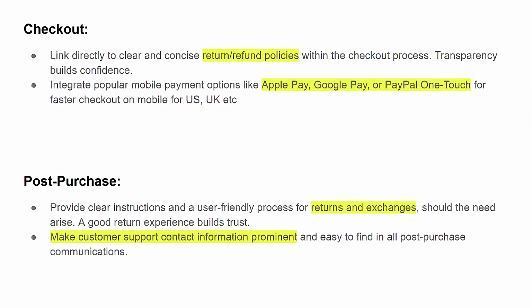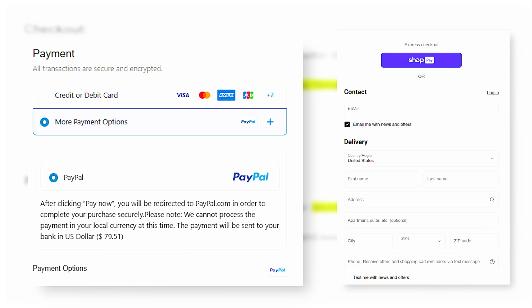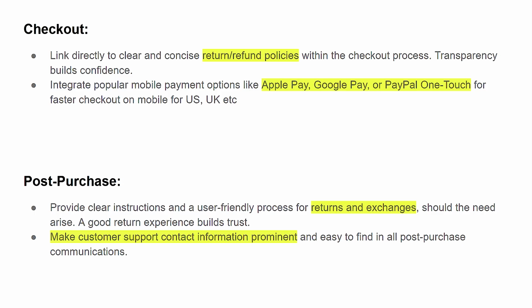And on the checkout and the post purchase, both are parts that most people ignore, along with the next one, which is going to be emails. On the checkout you should have your return and refund policies link, so people can go there and easily read if they want to return some item. You also need to have as many payment icons as possible. For countries like the US and UK, you should have Apple Pay, Google Pay, PayPal, etc. So as many payment options as you can give, you must put in there.